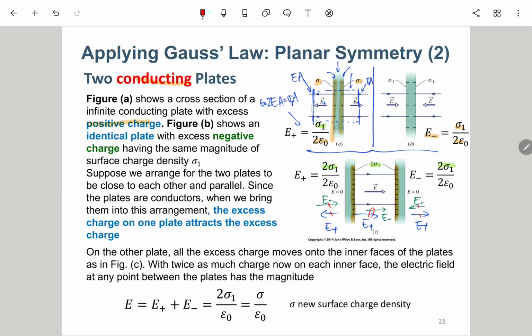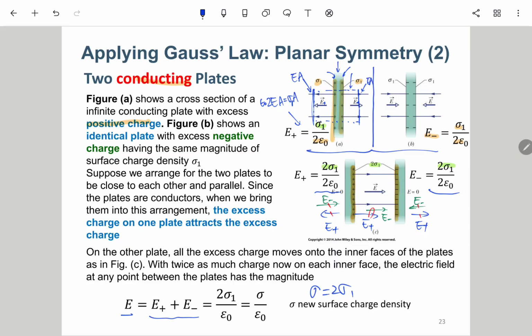So for the middle part, we have E equals E plus plus E minus, which will be 2 times this, because the two are the same. So it adds up to be 2 sigma 1 over epsilon naught. Then we call the new surface charge density sigma, equal to 2 sigma 1, so we don't use sigma 1 anymore. It turns out to be sigma over epsilon naught, which is again a constant.